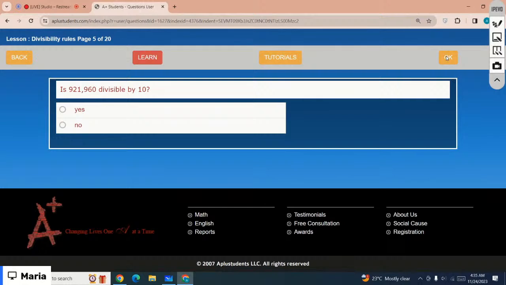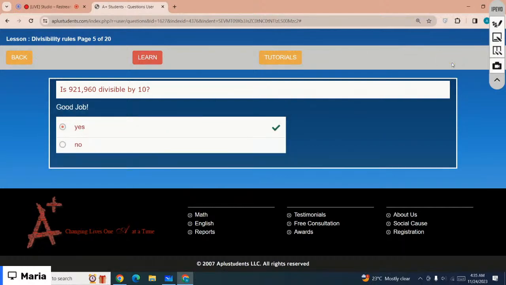Okay, the next one is: is 960 divisible by 10, which is the correct option, yes or no? The correct option is yes. The divisibility rule for 10 is that the last digit must be 0, right? You can see here you have 0 as the last digit, so that means the number is divisible by 10. Got it?